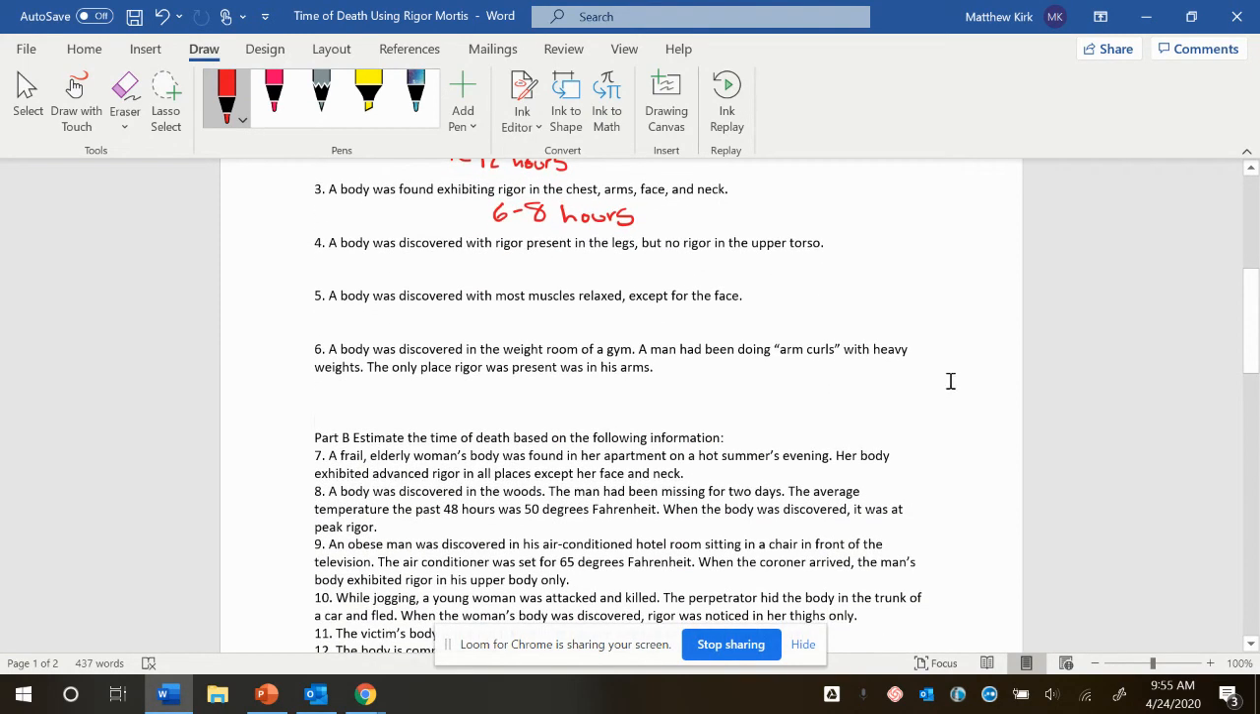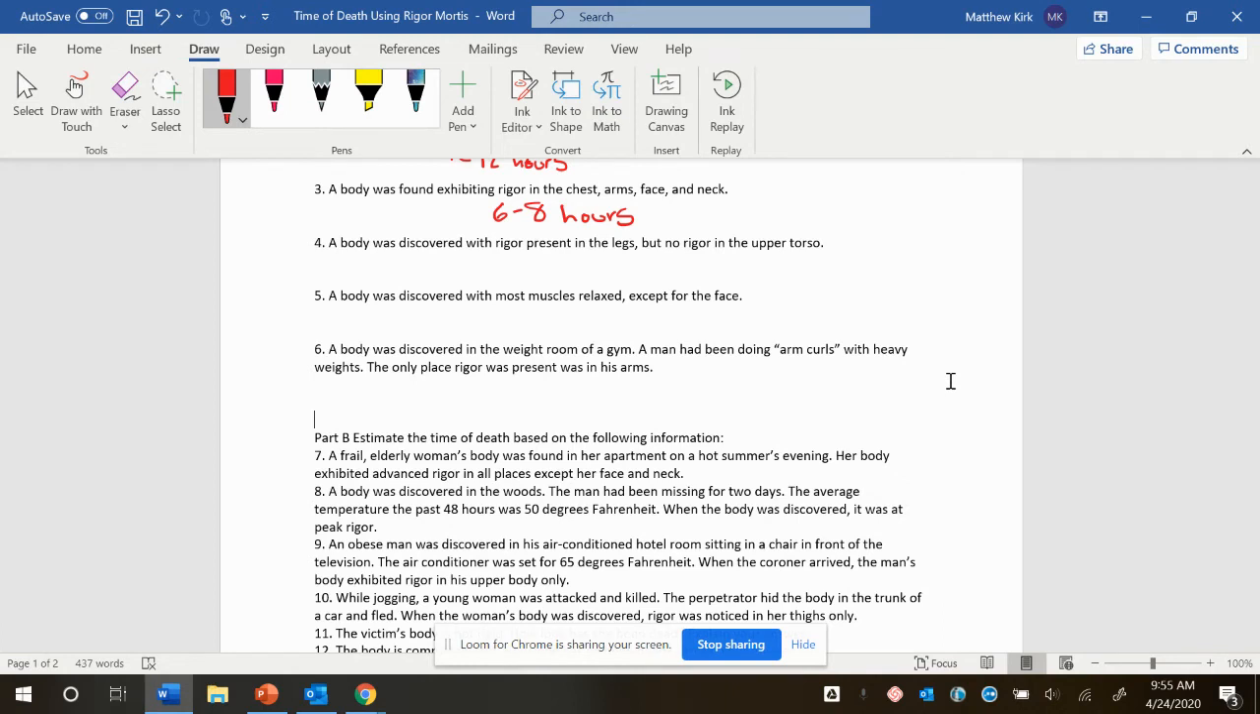Number 4. A body was discovered with rigor present in the legs, but no rigor in the upper torso. So again, remember, rigor mortis starts in the head and upper torso, and then about 12 hours, it reaches the legs. That would be peak rigor. And then we start relaxing in that same order. The relaxing starts in the head and works its way down. So in number 4, no rigor in the upper torso tells us we're on the downside of this, in the second part of our rigor mortis process.